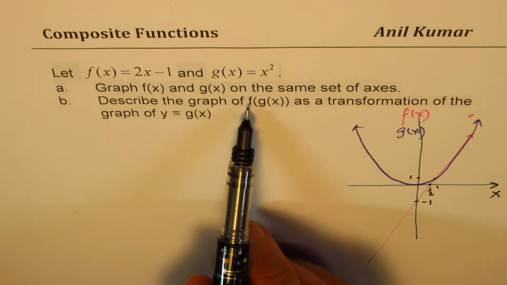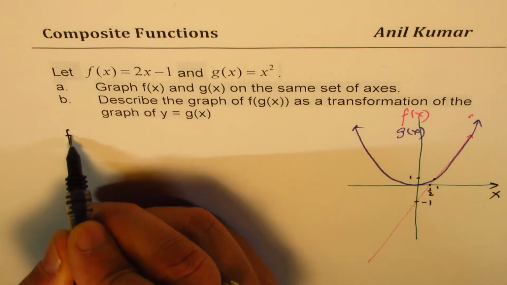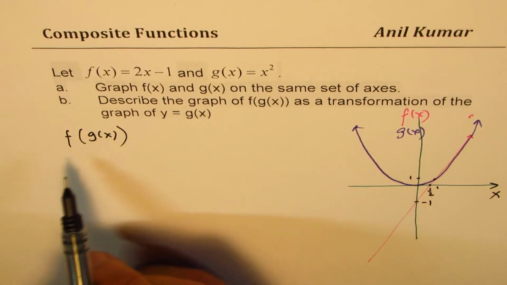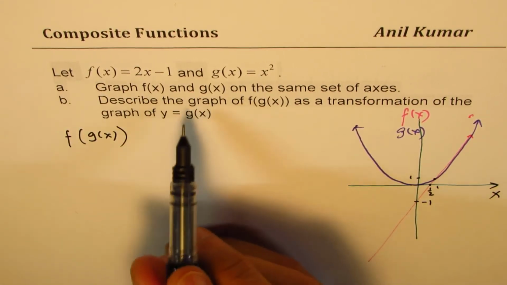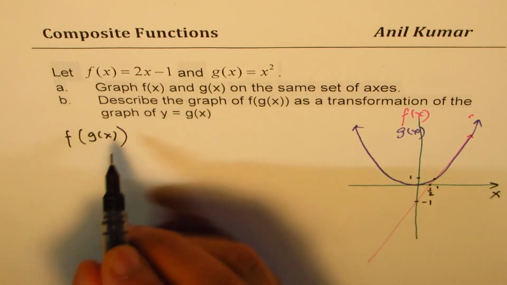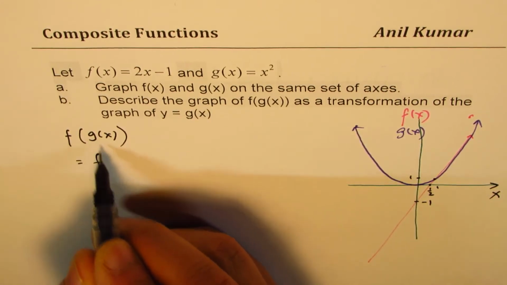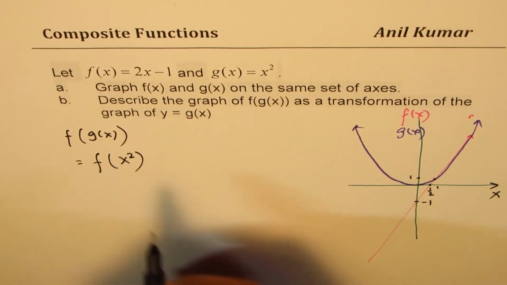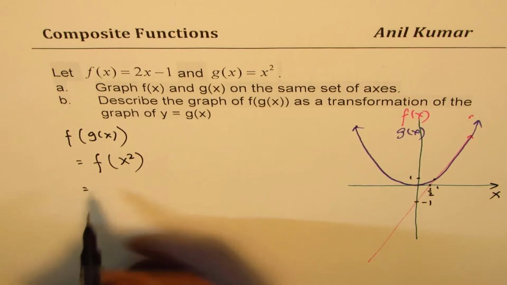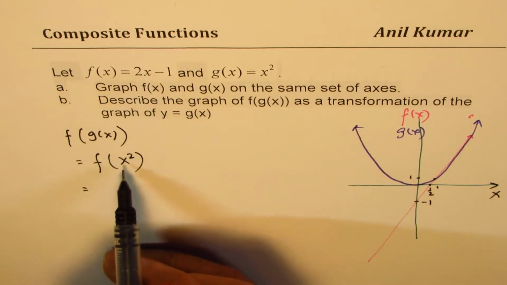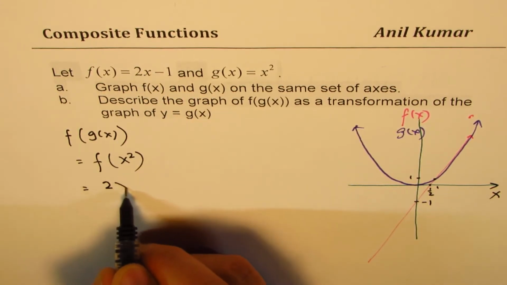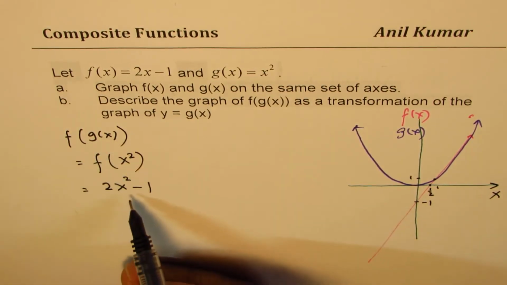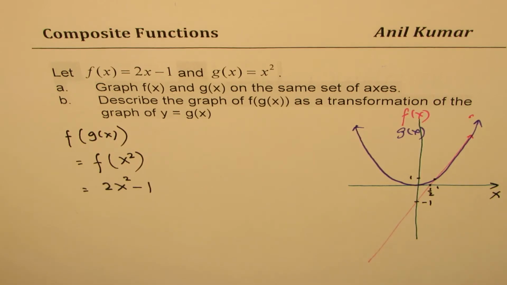Describe the graph of f of g of x. Now, we have to draw the graph of f of g of x. Last time I didn't do this. This time we are going to work it out. So that really means the inside function is x squared. Correct? Now, what we will do here is replace x in this function with x squared. So we get 2x squared minus 1. Do you get an idea? So that becomes f of g of x.